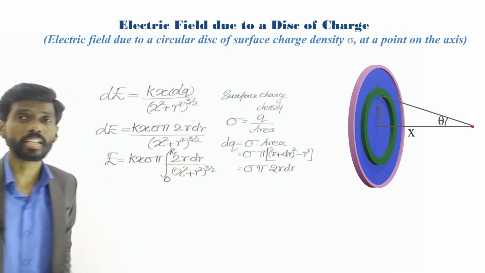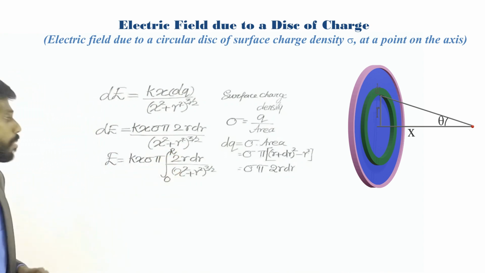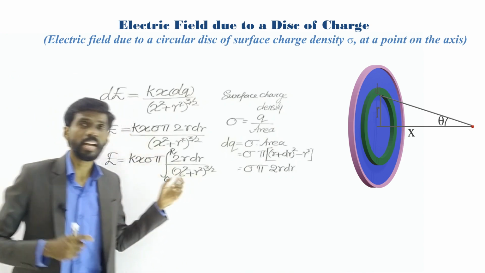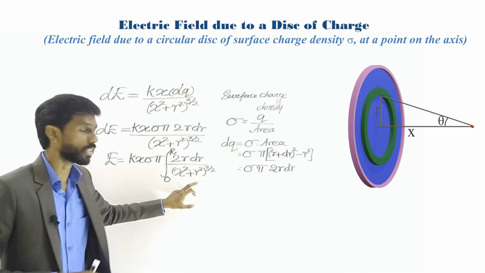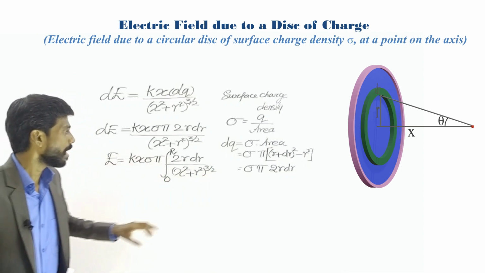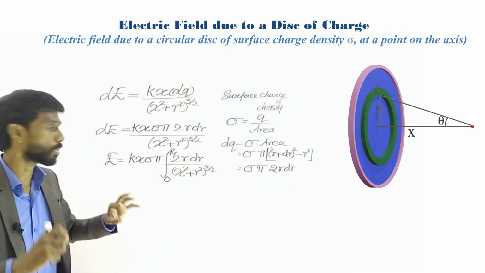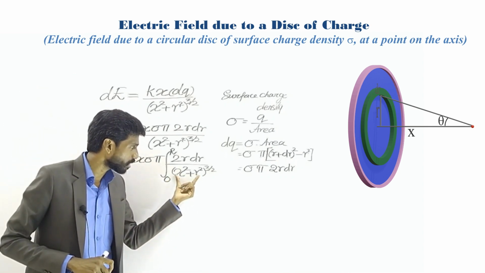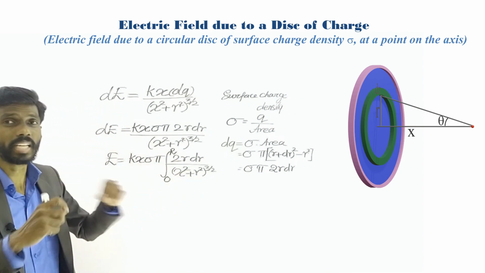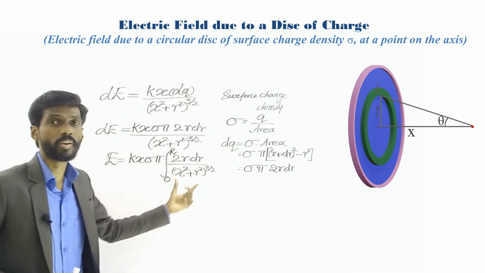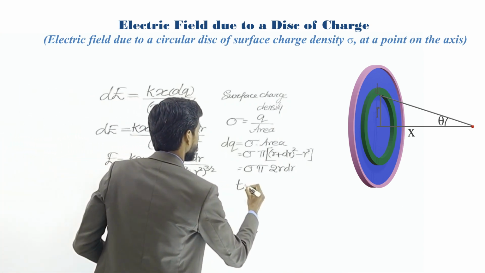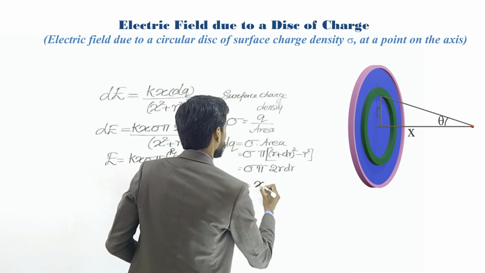But how will you do this integration? We use the simple substitution method. One method is trigonometric substitution. You can substitute r equals x tan theta, because 1 plus tan squared theta can be written as secant squared theta, so the square root will be removed. That is one way to do it. Otherwise, we can simply do a direct substitution, because the derivative of this part is 2r dr, which is already there. So let us make use of direct substitution. Take x squared plus r squared equals some new variable, say t.